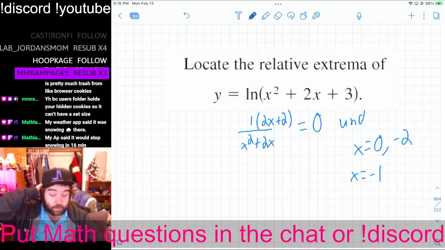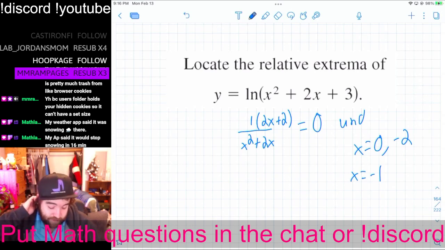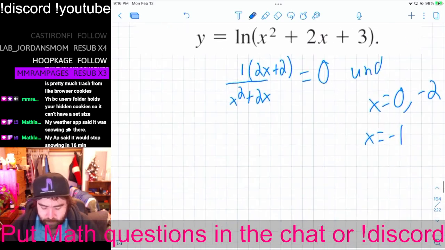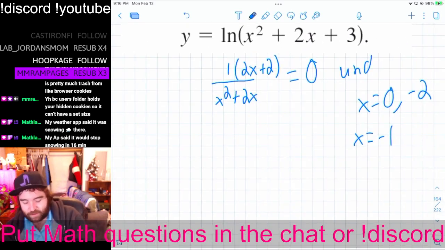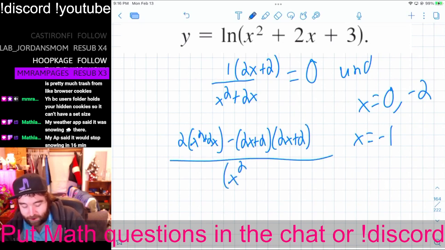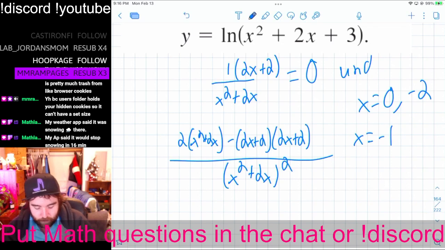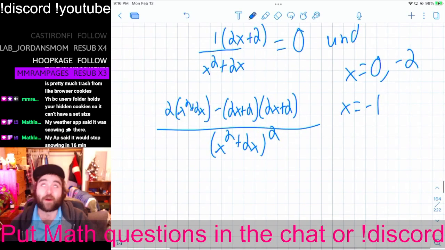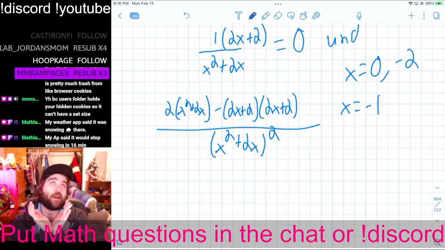So when we plug in negative 1, should we try to use the second derivative test? I'm not against using the second derivative test. Let's do it. That'll be fun. Let's take the derivative again. So the derivative of the top, which is 2, times the bottom, minus the derivative of the bottom, times the top. Interesting, that's how we got the top, though, anyway, isn't it? Divided by the bottom squared.